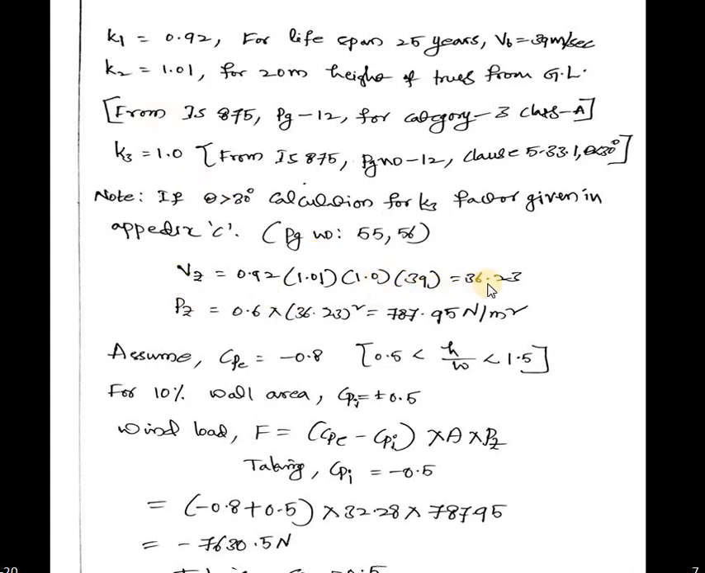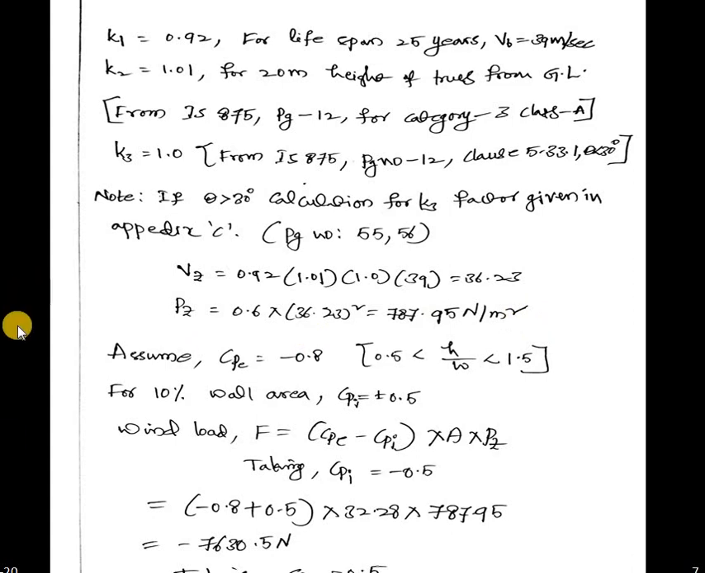Therefore, Vz is equal to 36.23. Now coming to Pz. Pz is equal to 0.6 into 36.23 squared. That means Pz is equal to 0.6 Vz squared. That is the formula. Therefore, Pz is equal to 787.95 Newton per meter square.